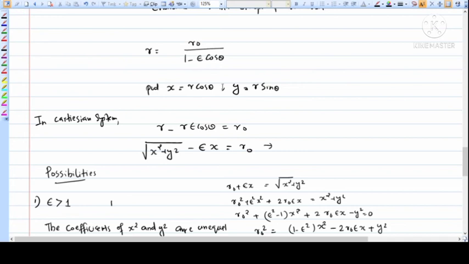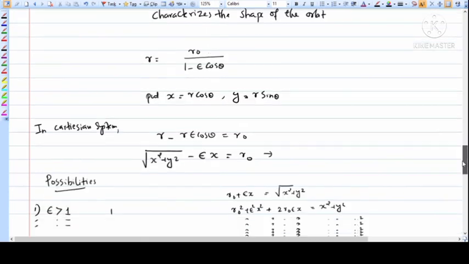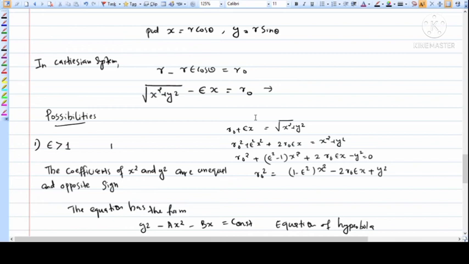Just put epsilon for this term, and epsilon is known as the eccentricity. This epsilon characterizes the shape of the orbit, and the orbit will change according to the value of epsilon. So your equation will become more compact in form. r is equal to r0 divided by 1 minus epsilon cos theta. It is sin of theta plus pi by 2, which will become cos theta, and the equation will become like this.